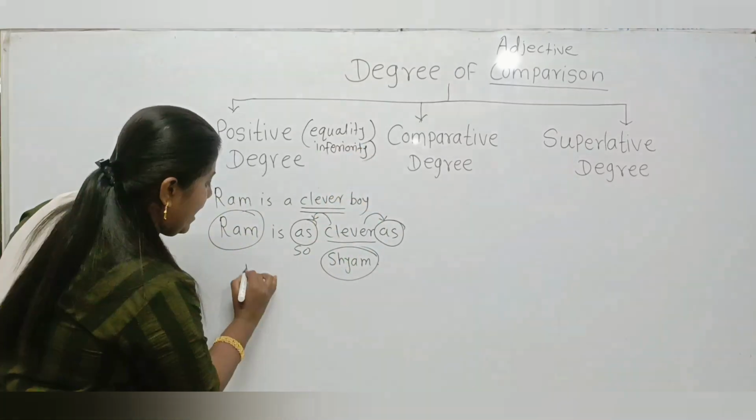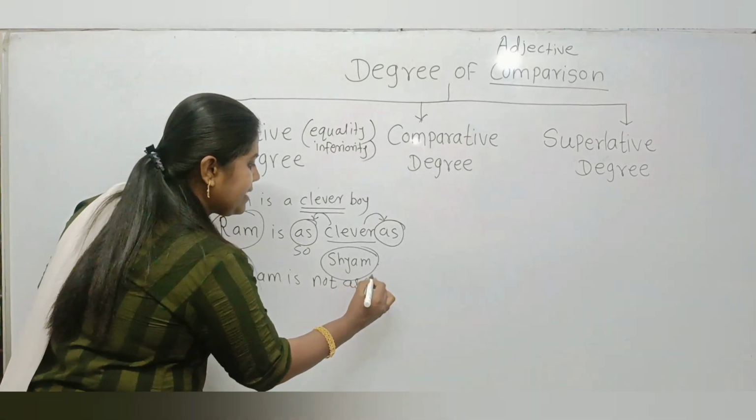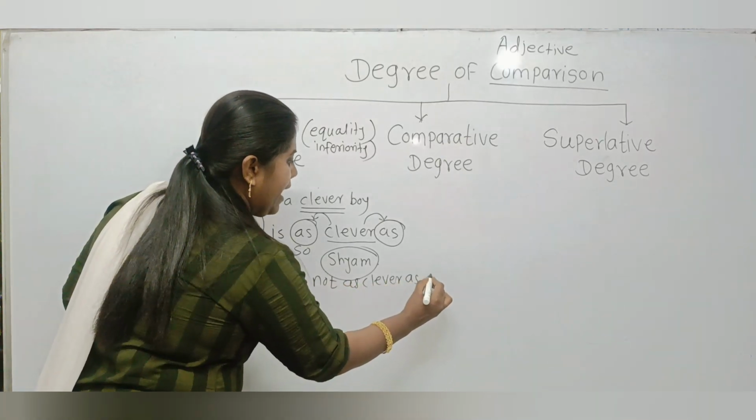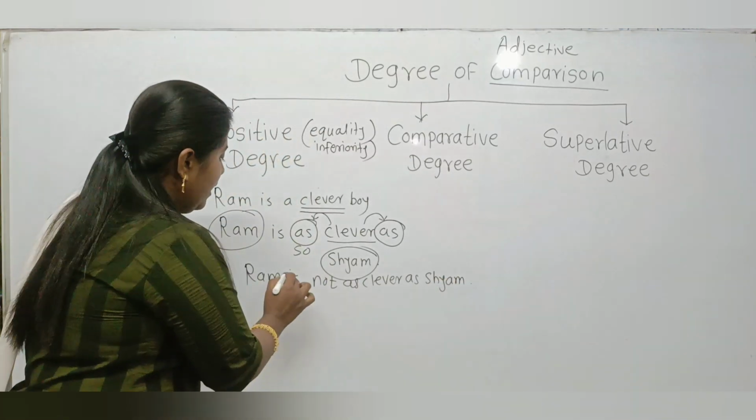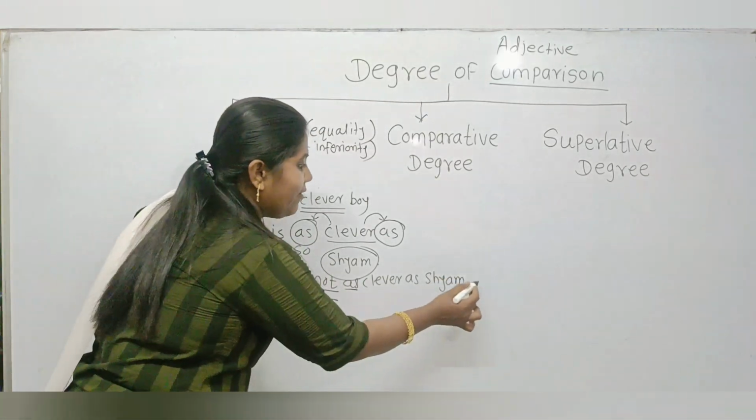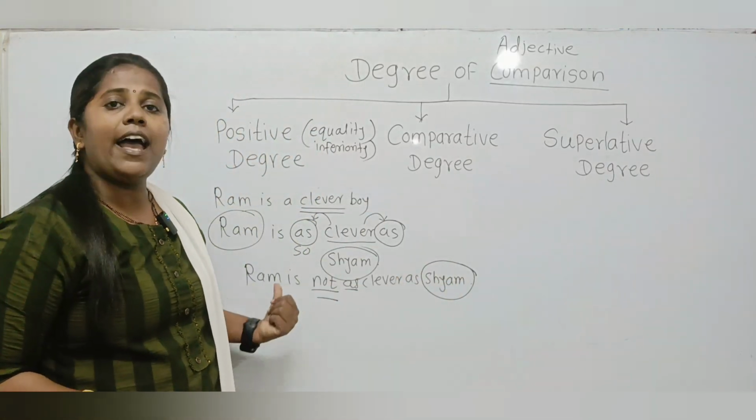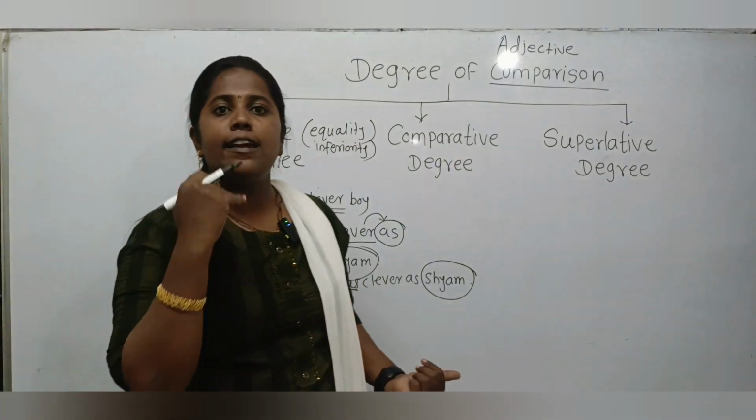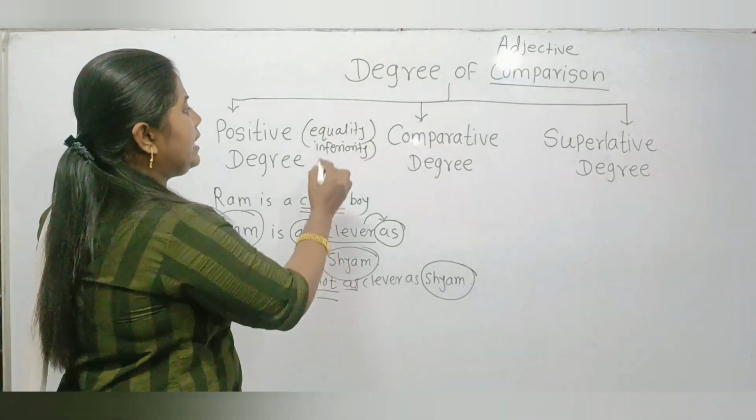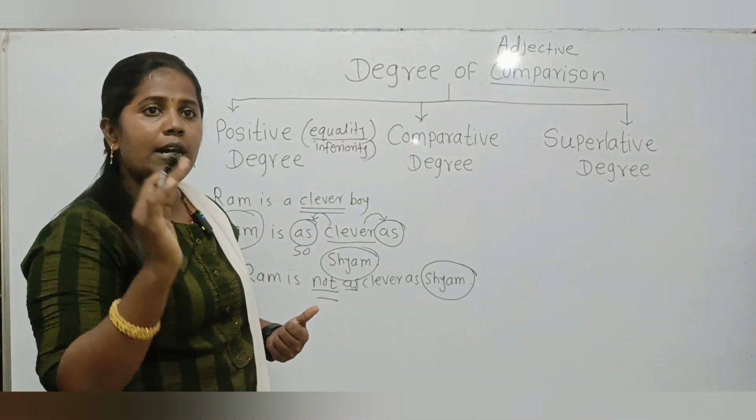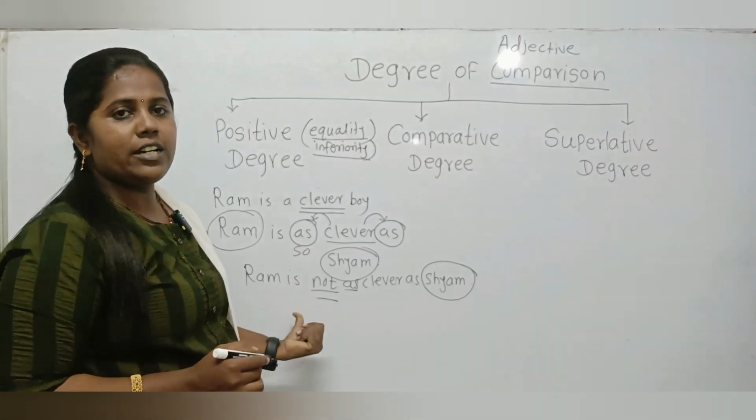It does mean what? If I say that Ram is not as clever as Sham, what does it show? It shows that Ram is not as clever as Sham. It does mean what? Sham is cleverer than Ram. It shows inferiority or superiority. Means in positive degree, you will find comparison of equality also and comparison of inferiority also. And this is what positive degree is.